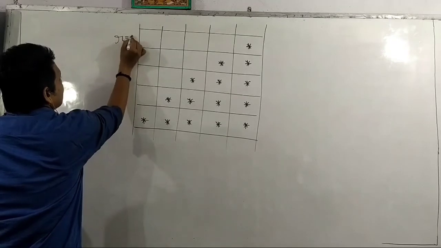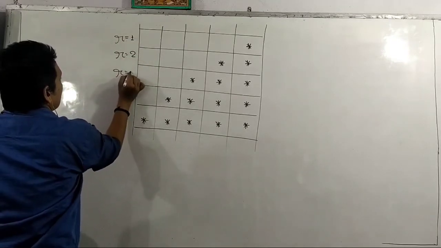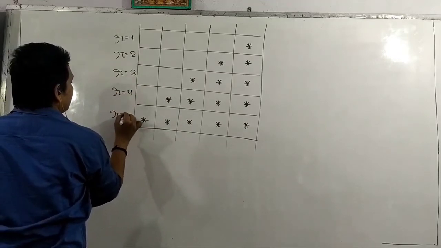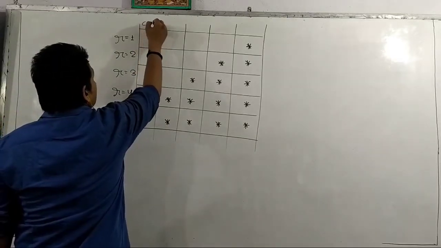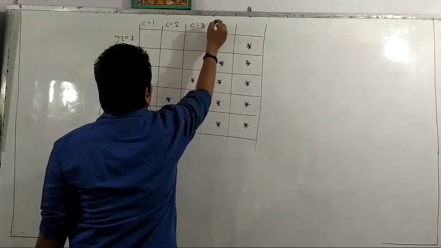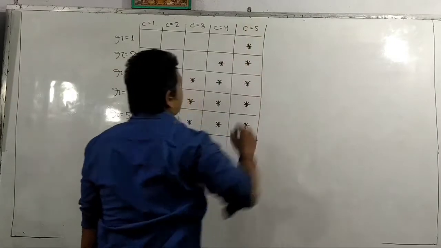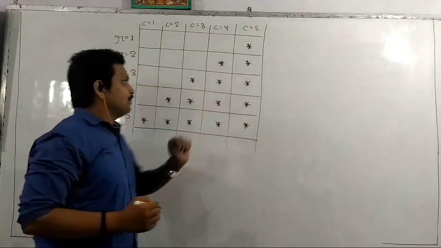Here R is equal to 1, here R is equal to 2, here R is equal to 3, here R is equal to 4, and here R is equal to 5. Here C is equal to 1, C is equal to 2, C is equal to 3, C is equal to 4, C is equal to 5. So 5 rows are there, 5 columns are there.